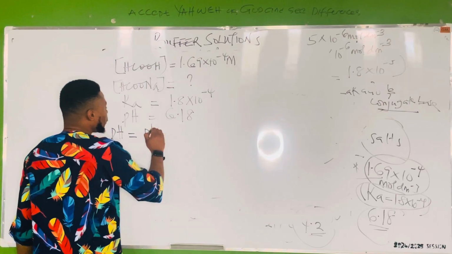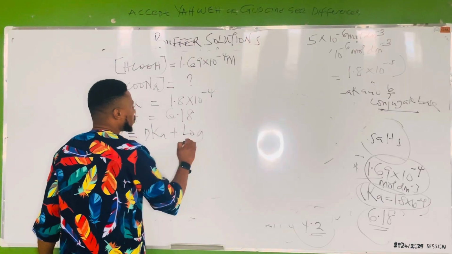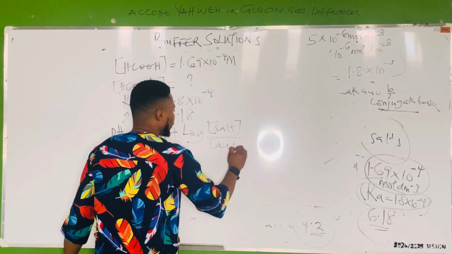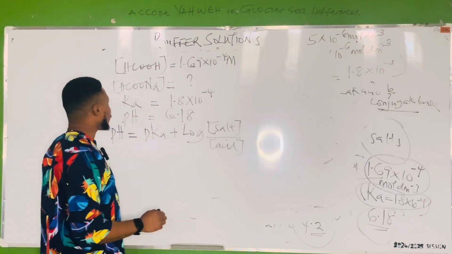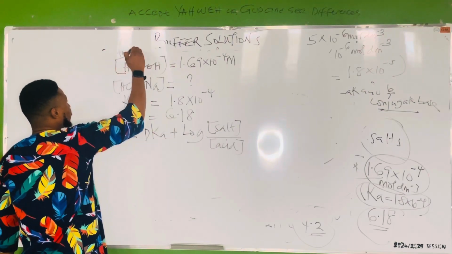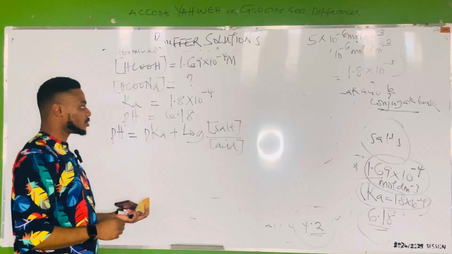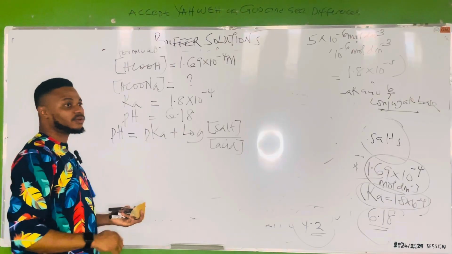to pKa plus log salt all over acid. Remember, this acid is the weak acid, and the weak acid here is formic acid. Okay, so now quickly, we'll be solving this.